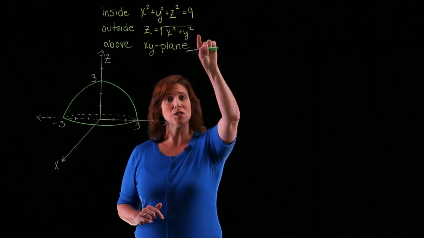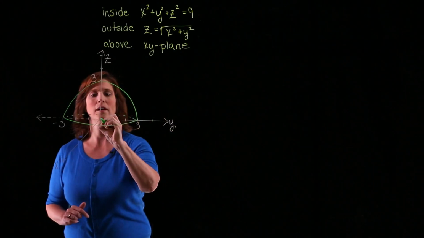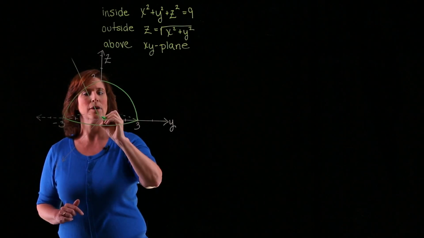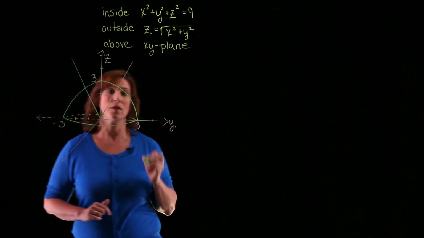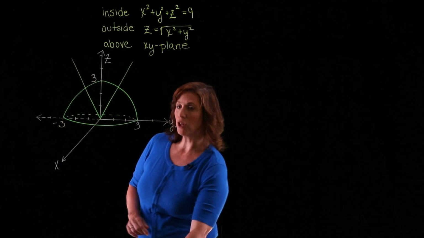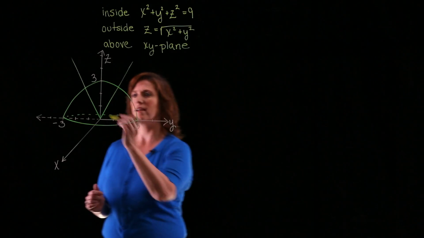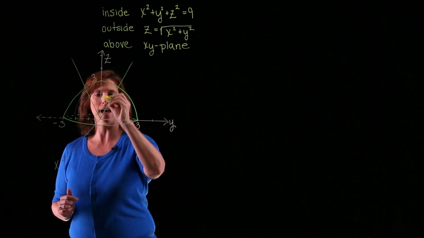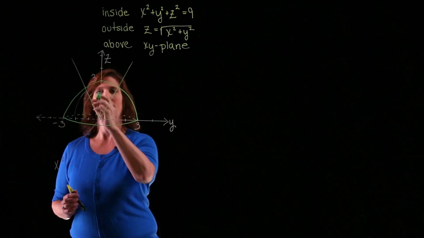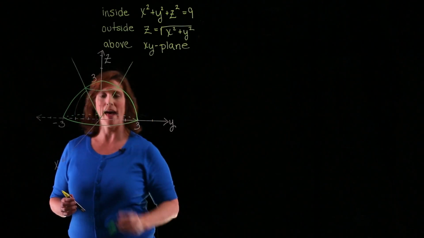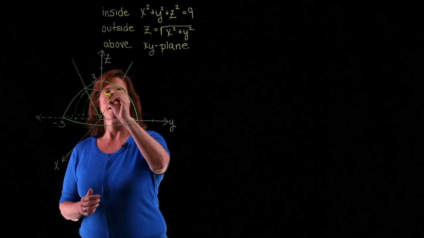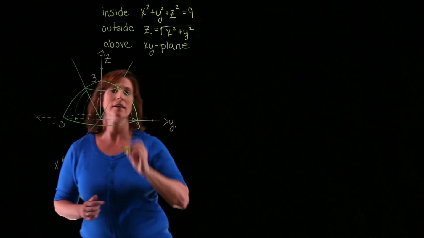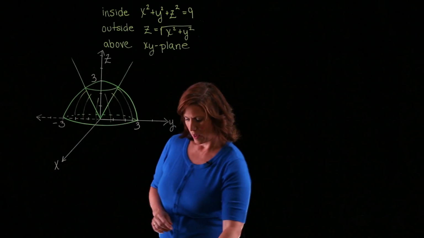But I also know that I have a cone that's going through the origin. So what I'm looking for is the solid that's created inside that sphere, but outside of the cone.